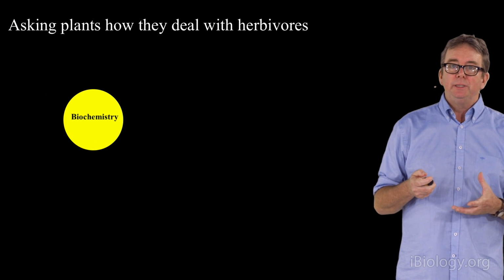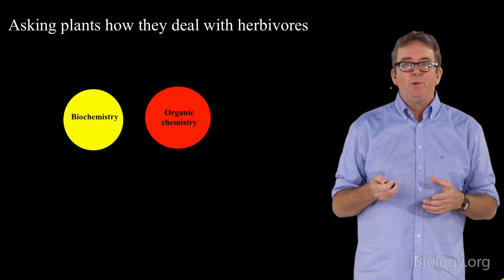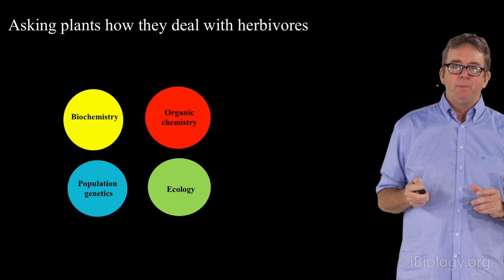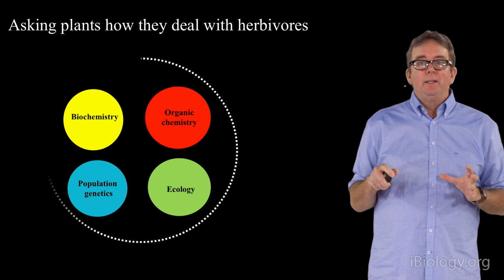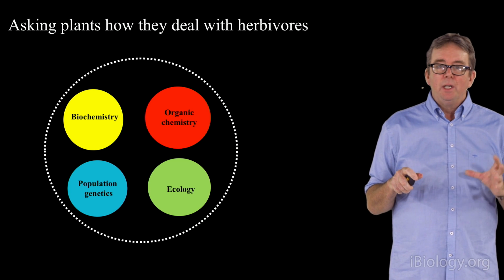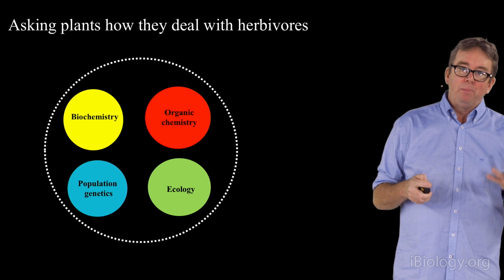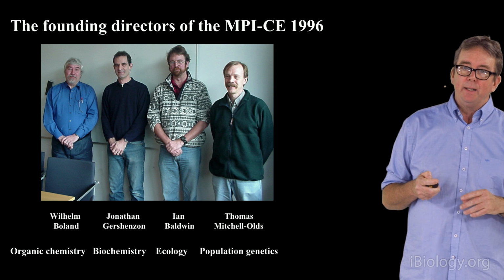What we wanted to do is to ask plants how they deal with herbivores, and it was very clear that we had to take 4 disciplines that were normally separated in universities and different departments and put them together in the institute, so that the scientists working there could utilize all those different skills to ask this question about how plants deal with their herbivores. And that is really the founding principle for this institute in Jena that I've been involved in.